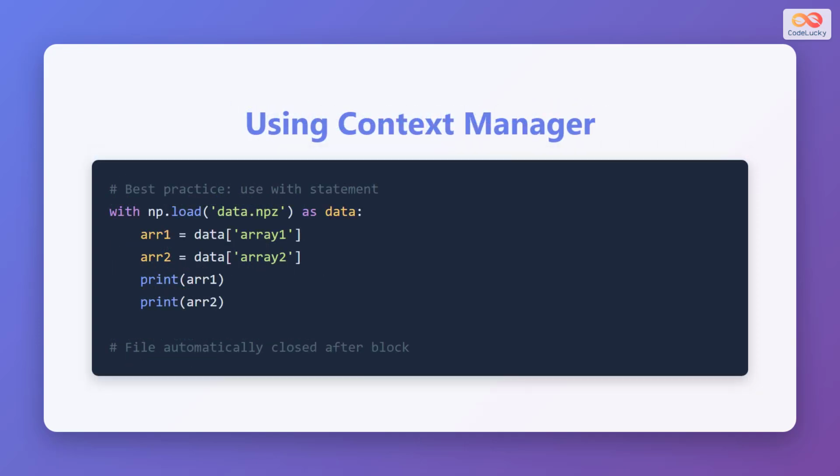The best practice for loading NPZ files is to use Python's with statement, also called a context manager. This approach automatically handles file closing for you, even if an error occurs. We write with np.load('data.npz') as data, then access our arrays inside the indented block. We can retrieve array 1 and array 2 using their key names and perform any operations we need. Once the with block ends, Python automatically closes the file for us. This pattern is safer and cleaner than manually calling close, especially in larger programs where you might forget to close files.